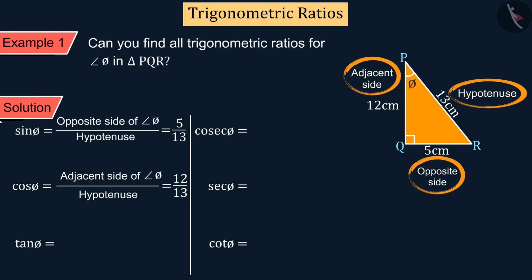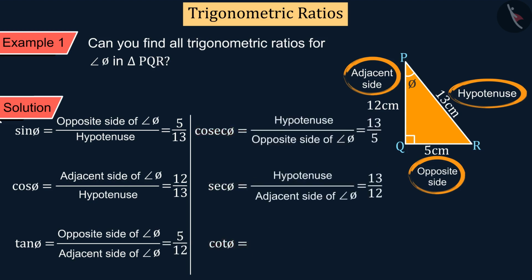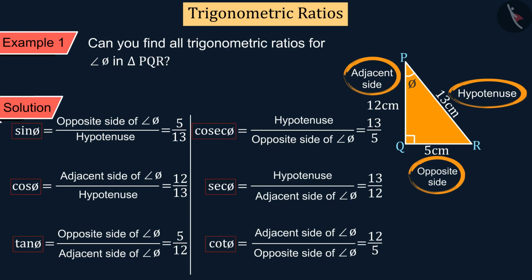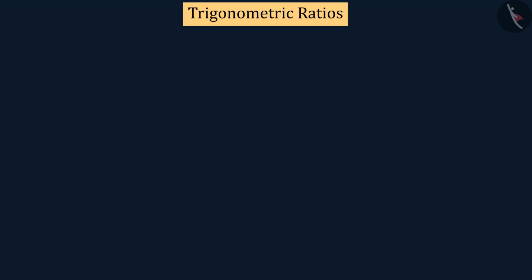Tan phi will be equal to the ratio of the opposite side to the adjacent side. Also, we learned that cosec, sec and cot are the reciprocals of sine, cos and tan. In this way, we write all the trigonometric ratios for the angle phi in the triangle PQR.